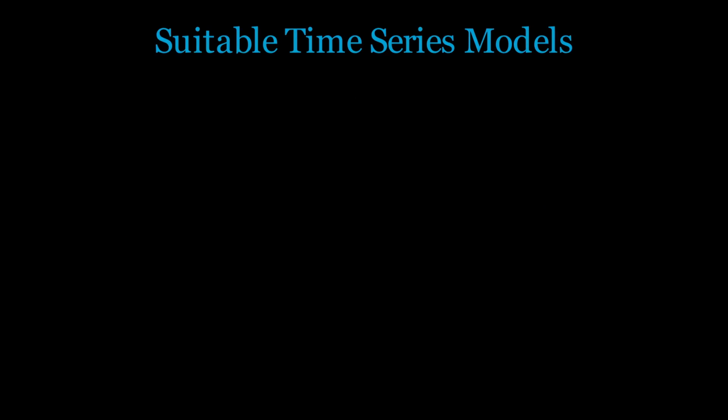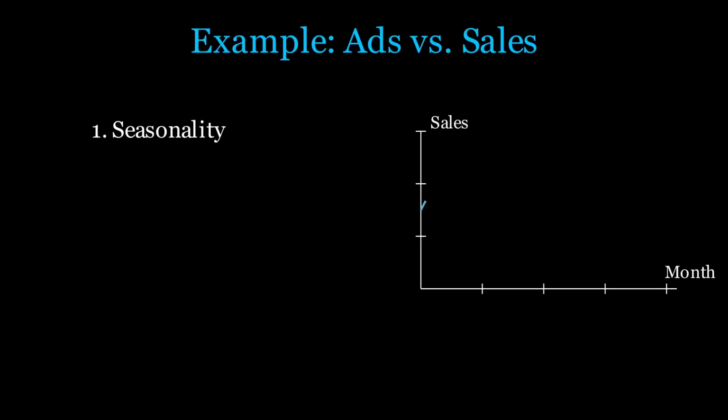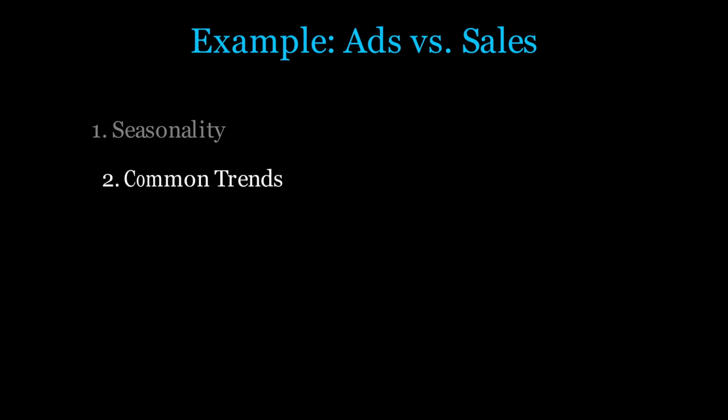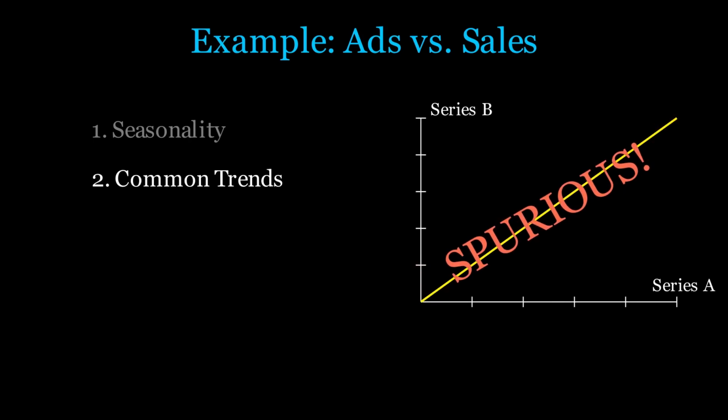Imagine you're studying the relationship between advertising and sales. Suppose sales spike every December. Is it your brilliant ad campaign? No, it's just the holiday season and it happens every year. But how would you capture this pattern with a simple linear regression model? Or what if both ads and sales are going up just because the economy is growing? That's a false relationship induced by a time trend. Yep, you know it, a spurious relationship.